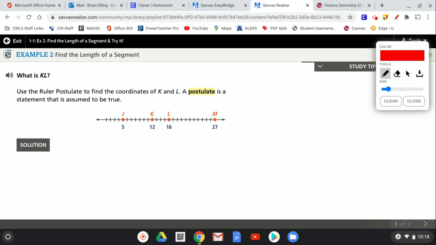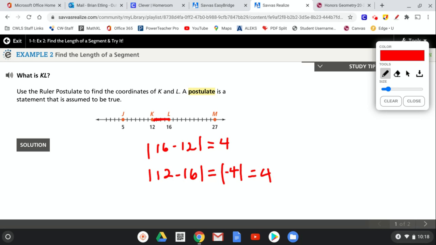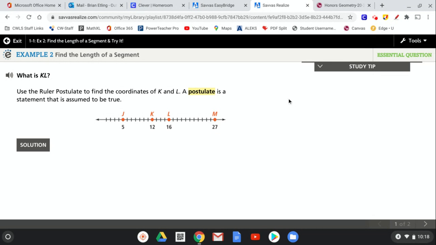So we have this, what's the distance, find the coordinates of K and L. So we're finding the distance from K to L. If we look, we're looking for this segment right here. How far away? We could do our absolute value where we do 16 minus 12. 16 minus 12 is 4. We're good. Or we could do 12 minus 16, and that equals the absolute value of -4. Well, what's the absolute value of -4? It's 4. Or you could also just count. Either way is fine. And I think it shows you the solution down here. Yeah, just what I did. So they're looking for the distance from K to L.